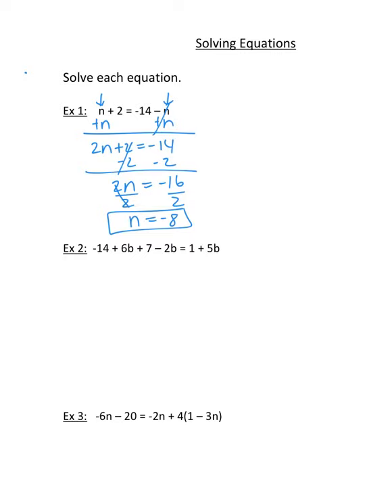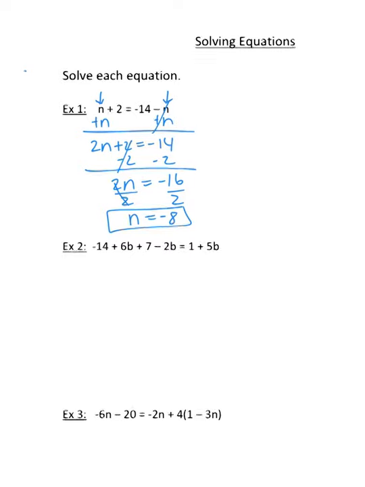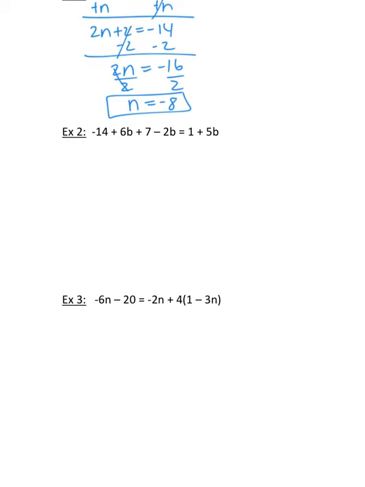In example 2, if you have what are called like terms, you would try to combine your like terms first. So I have negative 14 can be combined with positive 7. That would give me negative 7. I also have positive 6b can be combined with negative 2b, and that would give me positive 4b. If it comes out to be a positive, I write plus. If it comes out to be a negative, I write minus. And I bring down the rest of the equation.